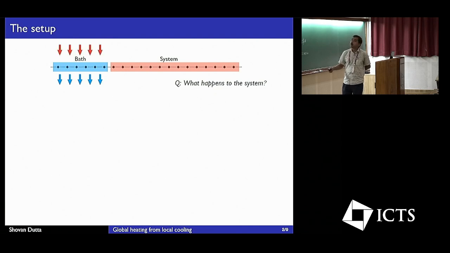And in principle, you can also add some pump, heating as well as cooling to these sites in order to keep this at some set temperature. Right? So that's why I'll call this part the bath and this part the system. And the question is, if I do this kind of process, what happens to the system?